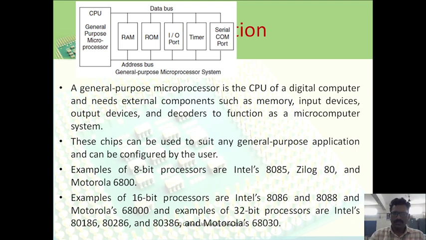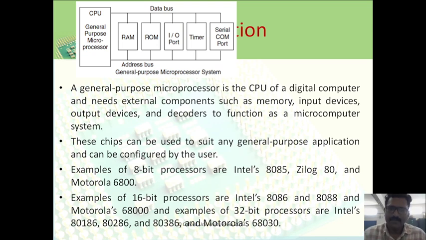Coming to the microprocessor based system, it consists of a microprocessor as the CPU of a digital computer, and it needs external components such as memory, input devices, output devices, timers, serial communication ports, and decoders to function as a microcomputer system. These chips can be used to suit any general purpose applications, and can be configured by the user or programmer.